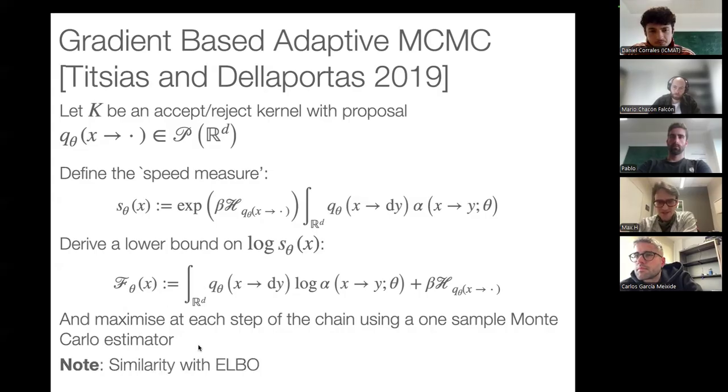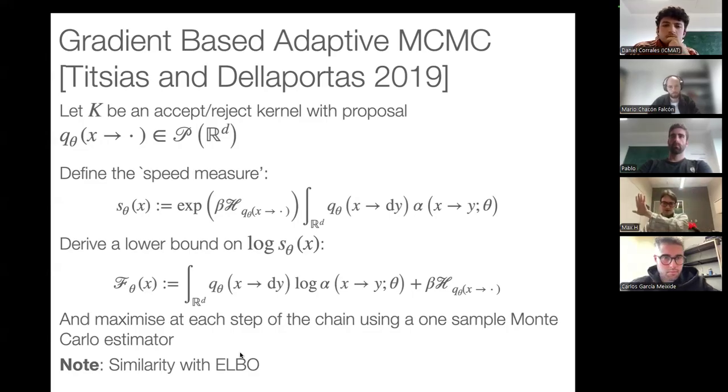And we can note the similarity with the ELBO in this case, right? Before, you recall that the ELBO is the expectation of something that you want to maximize plus an entropy regularization. And here it's again the expectation of something that you're trying to maximize plus entropy regularization.